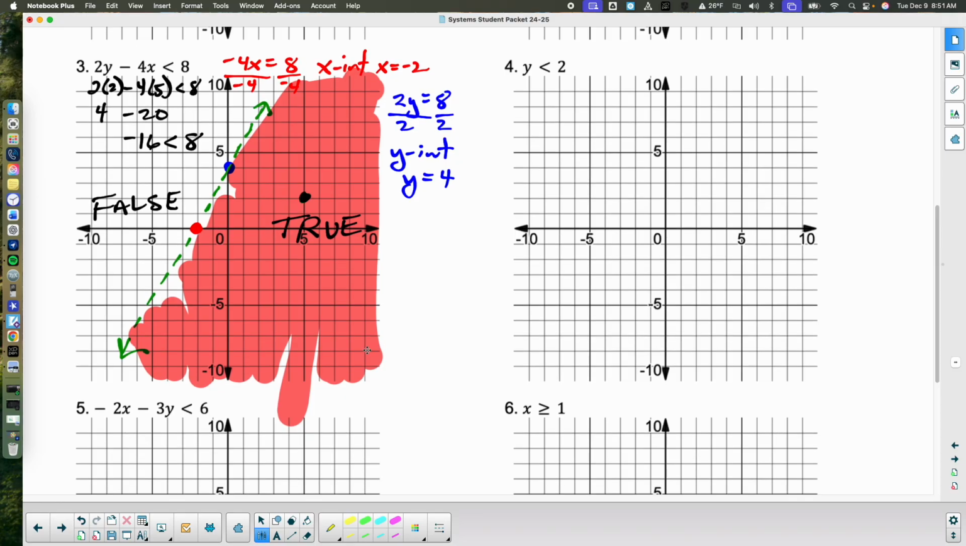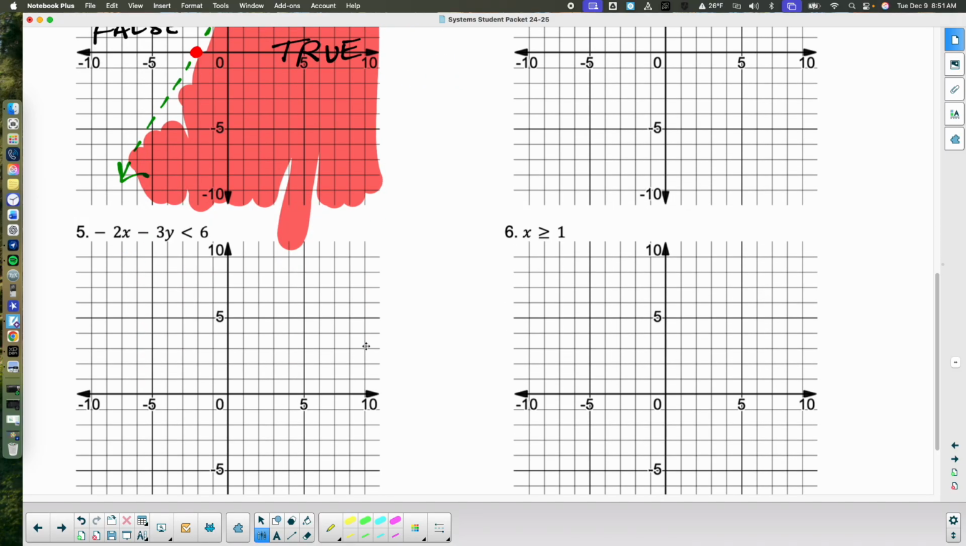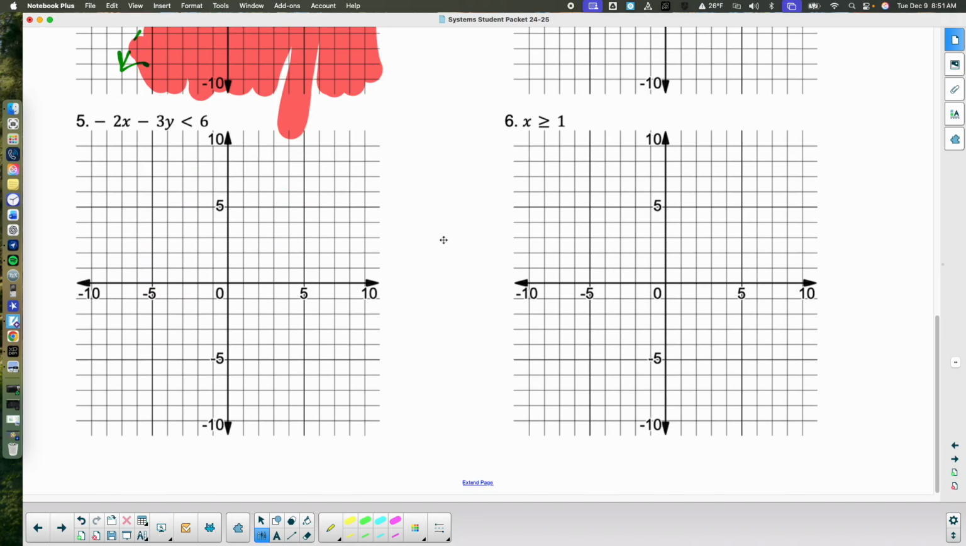Okay, what I would like you guys to try to do, if you can, try to do number 5 all on your own. Find the intercepts, then do a dotted or solid line, and then shade at the end.